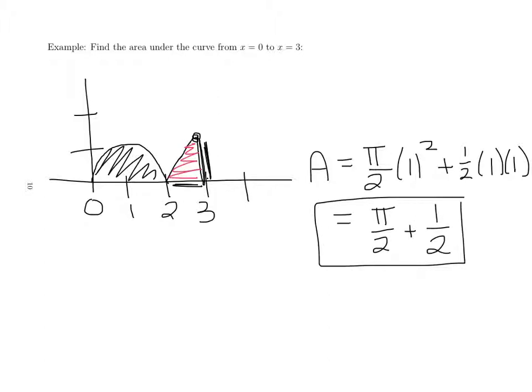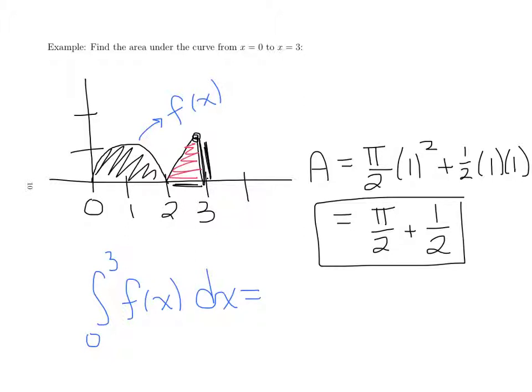So in other words, if this curve was our f of x, what you could say is the integral from 0 to 3 of our function with respect to x, because we're integrating with rectangles along the x-axis, is pi over 2 plus 1/2. So that's another way to think about it: that's what that symbol represents for you, hopefully. Just keep in mind that it's representing area under the curve, and that's exactly what we're trying to calculate.